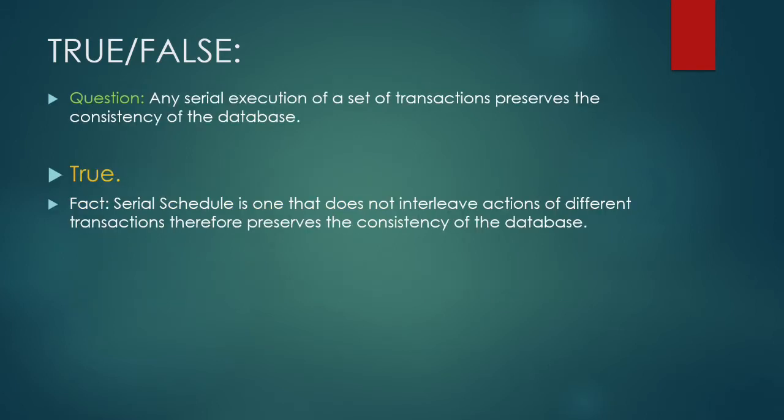Our last question is: any serial execution of a set of transactions preserves the consistency of the database? This is also true, based on the fact that a serial schedule is one that does not interleave transactions. It will completely carry out one transaction, then move on to another. It won't stop halfway between transactions, and therefore it does preserve the consistency of the database.